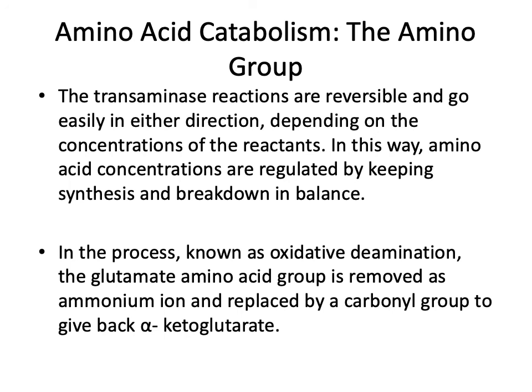So these transaminase reactions are reversible. They can go easily in either direction, and depending on the concentration of the different amino acids, they may go one direction or the other. And so if you have a lot of one amino acid, even though it may not form a direct transamination with another one, you can transfer that amino group to alpha-ketoglutarate, producing glutamic acid, which then can transfer the amino group back to a different amino acid.